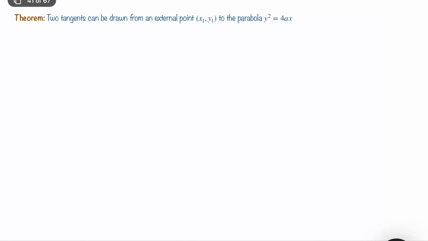Next theorem statement. Two tangents can be drawn from an external point x1, y1 to the parabola y square equal to 4ax. Let's say this is the parabola y square equal to 4ax. If you take any external point x1, y1, a point which is exterior to the parabola, then you can always draw two tangents from this point, like this roughly. So we have to prove this.